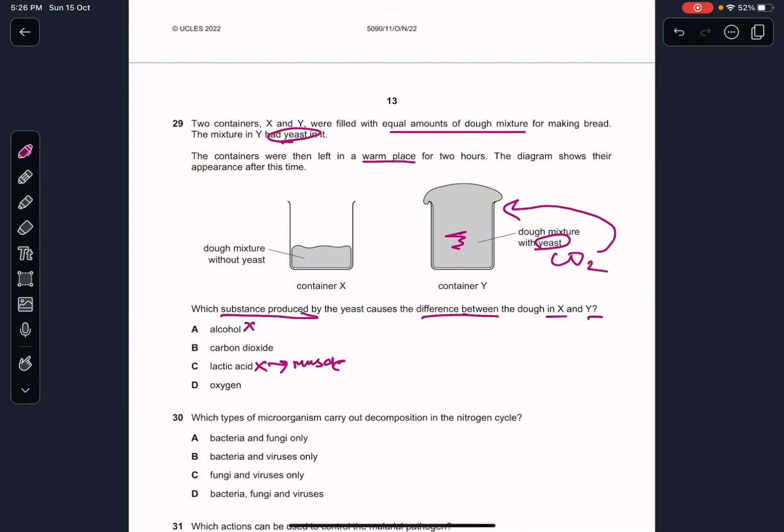Here we're talking about yeast. Oxygen is not produced when anaerobic respiration is occurring; carbon dioxide is produced. So the answer would be carbon dioxide.